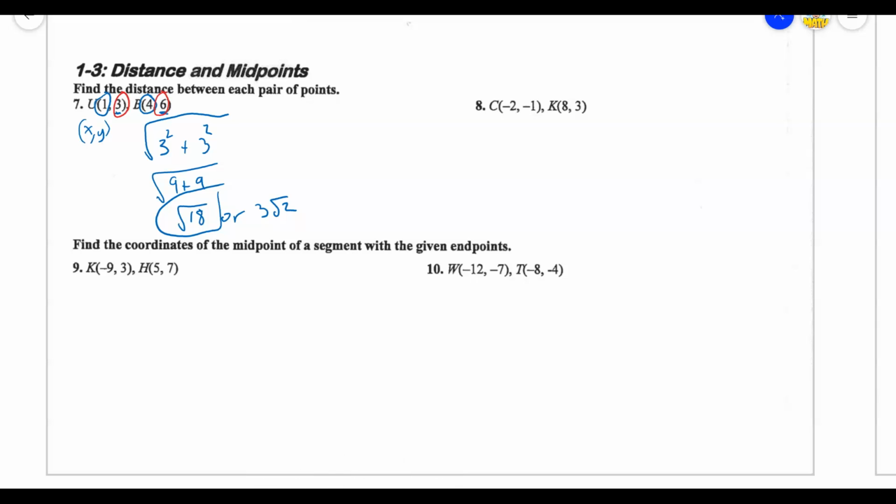So next one here, we have number 8, the distance between -2, -1, and 8, 3. Okay. So let's answer that in the Edpuzzle.